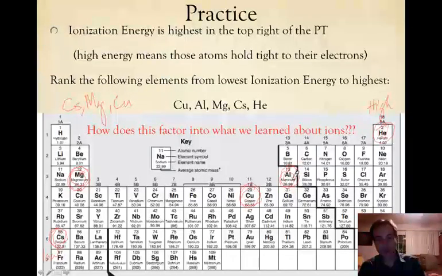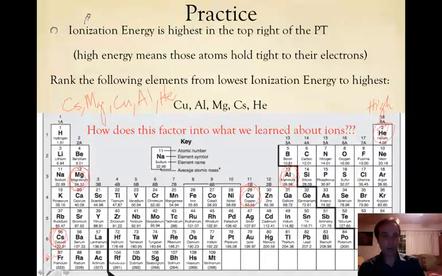But most definitely after those two, aluminum is next because we're going up and to the right. And then finally helium would have the highest ionization energy. It has 2 electrons. They're super close to the nucleus. The nucleus has 2 protons, so it has a really strong hold. Definitely the smallest.